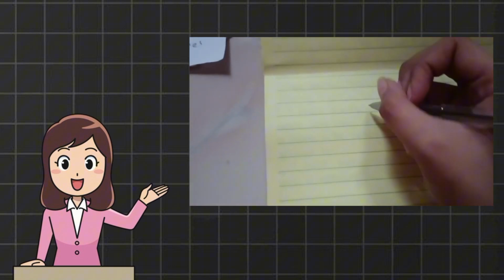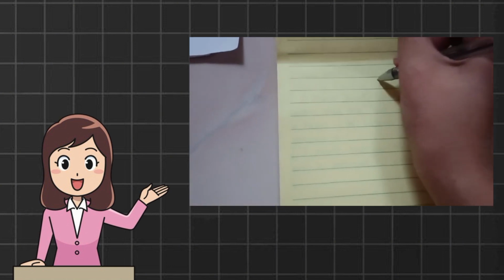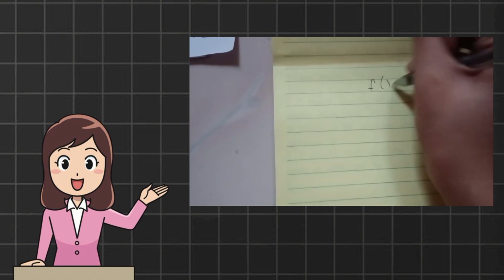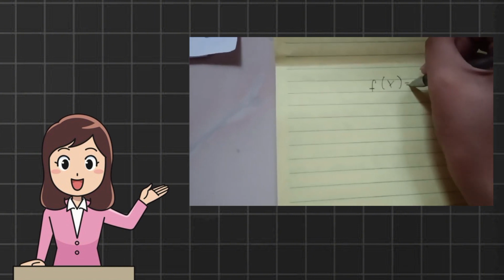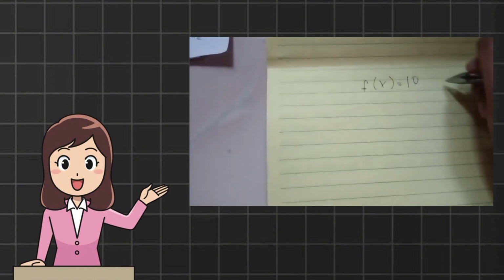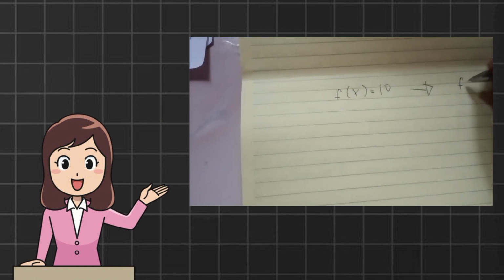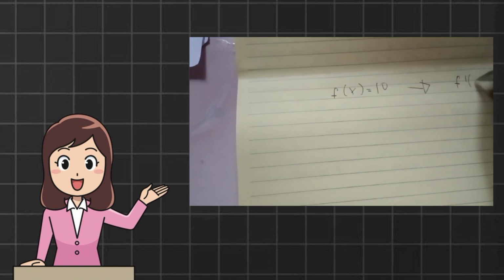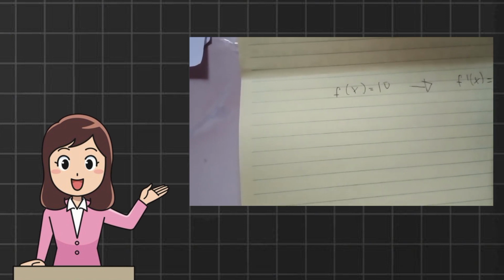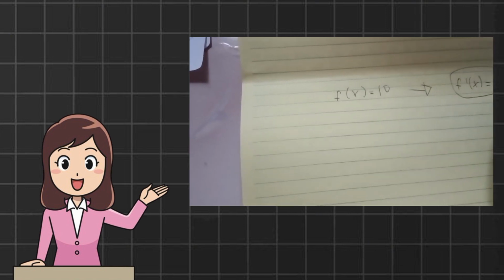So next example is f of x is equal to 10. Just like the first example, the answer will be 0. So f prime of x is equal to 0.